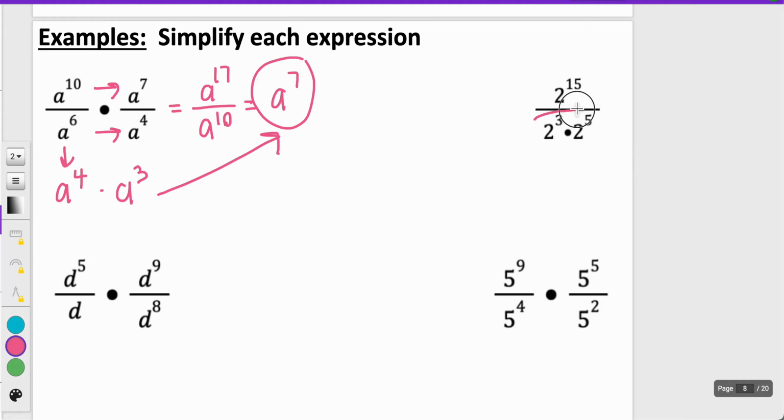Okay? On the top, I'm simplified, but on the bottom, I'm not. So on the bottom, that's going to give me 2 to the 8th. So I've got 2 to the 15th over 2 to the 8th, and that simplifies to 2 to the 7th power.